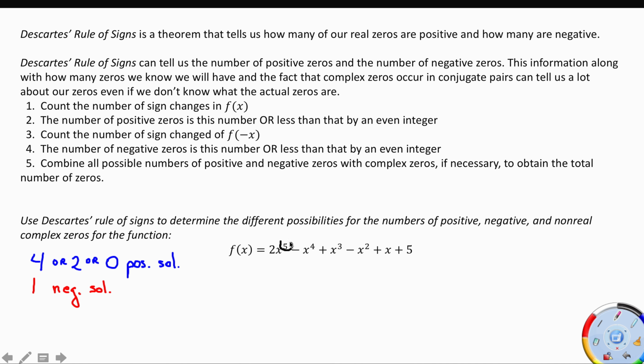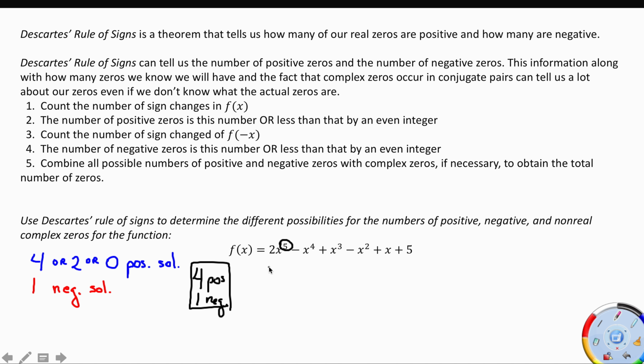One thing we know is there should be 5 zeros. So one thing that can happen is you get 4 positive and 1 negative. Right? That makes my 5 zeros.